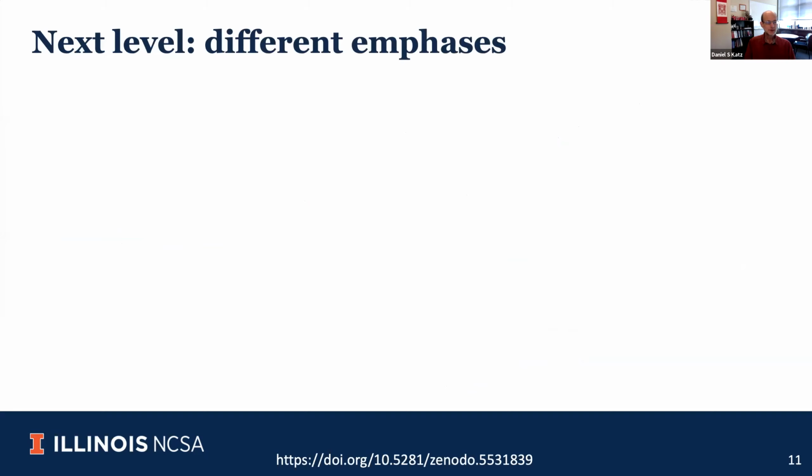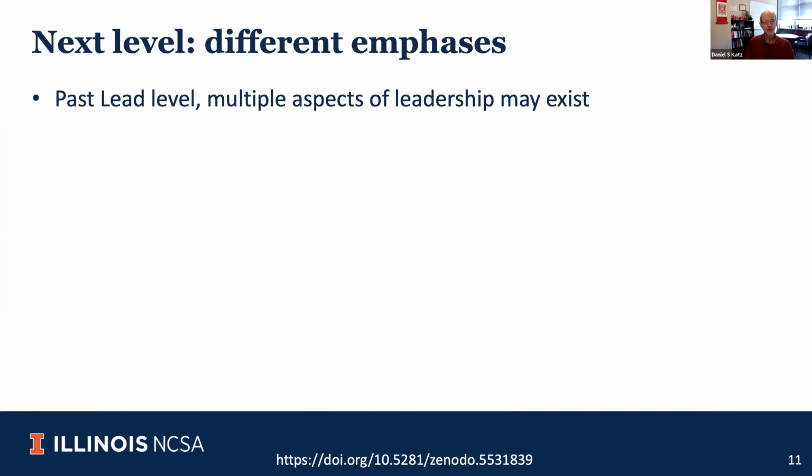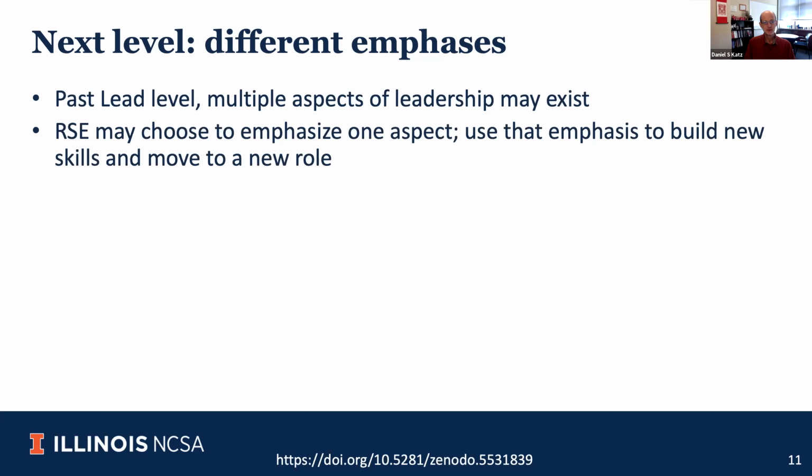So once we pass the lead level, then what happens? And what I think happens is that there are a bunch of different emphases that the RSE can look at. And really, these are multiple aspects of leadership. So the RSE may choose to emphasize one aspect and use that emphasis then to build new skills and maybe move into a different role that's not strictly an RSE role. I'm going to say that there's three options.